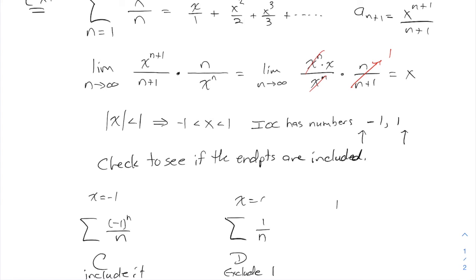So that means our interval of convergence is everything from -1 to 1, including -1, but not including 1.